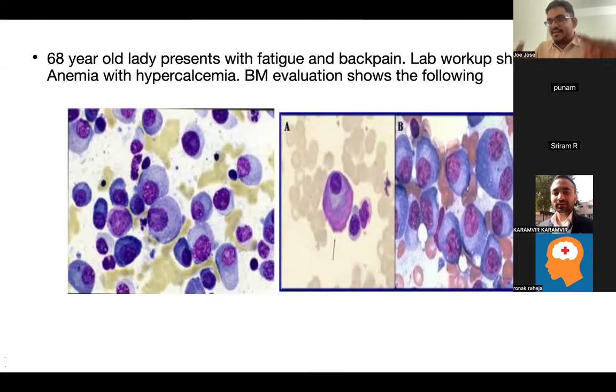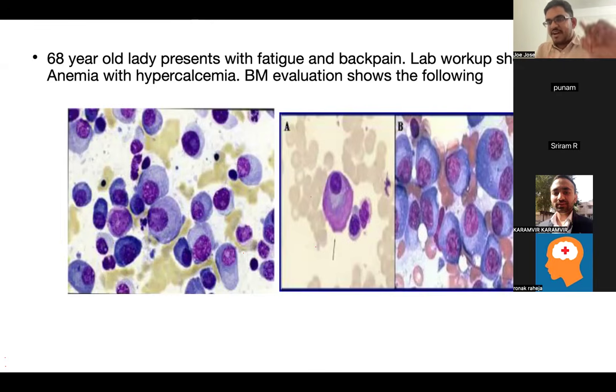Then you have the minor criteria. You should have at least one minor criterion. So what are the minor criteria? Your traditional CRAB features: calcium greater than 11, hemoglobin less than 10, serum creatinine greater than 2, or the presence of any lytic bone lesion. Or plasma cells in the marrow greater than 60 percent, or a kappa to lambda light chain ratio of greater than 100, or any MRI lesion, regardless of whether it's lytic or not, that is greater than 5 millimeter. So those are all the minor criteria.